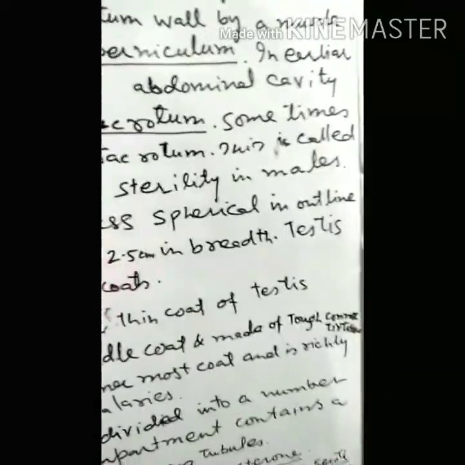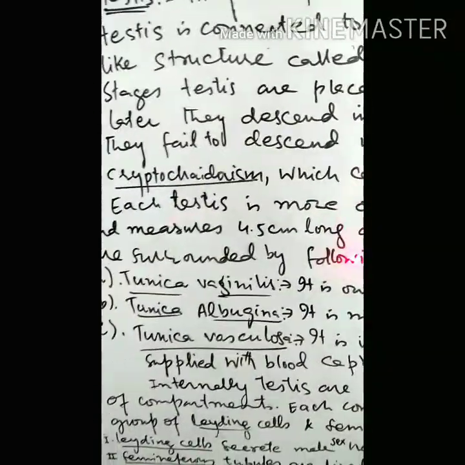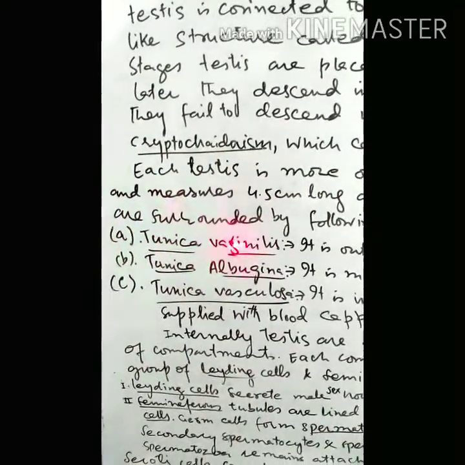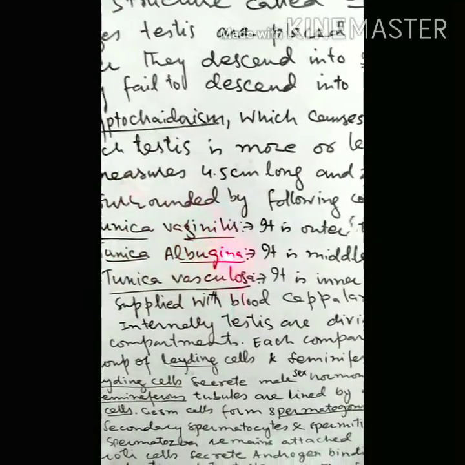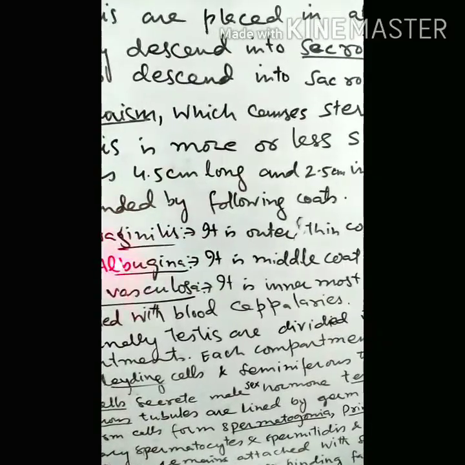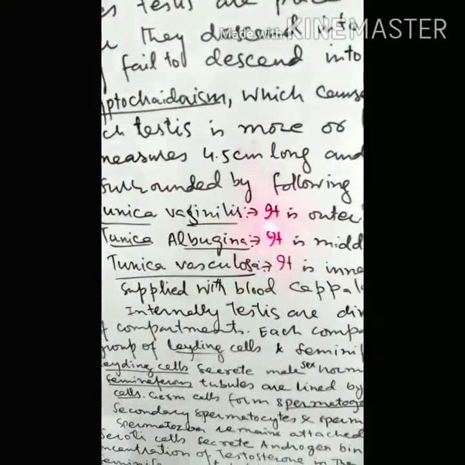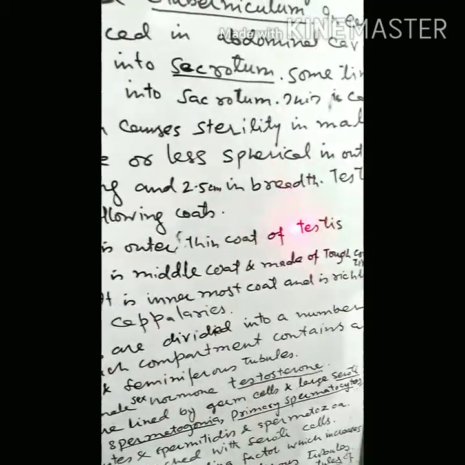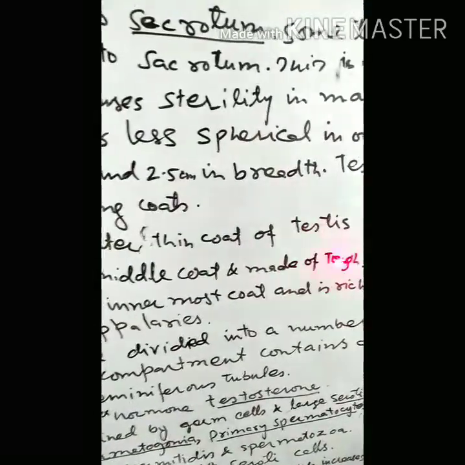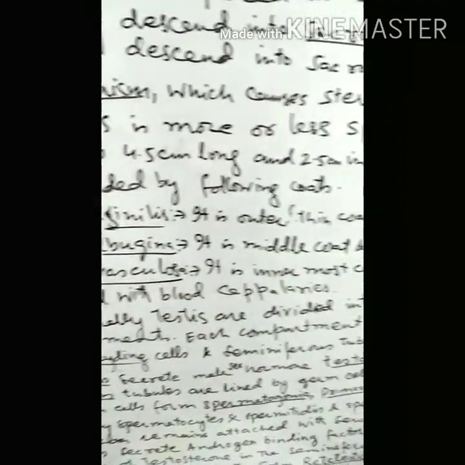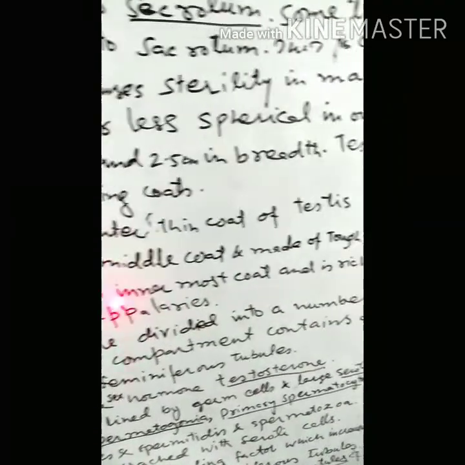Testes are surrounded by the following three coats: tunica vaginalis, tunica albuginea, and tunica vasculosa. Tunica vaginalis is the outer thin coat of the testis. Tunica albuginea is the middle coat and is made up of tough connective tissue. Tunica vasculosa is the innermost coat and is richly supplied with blood capillaries.